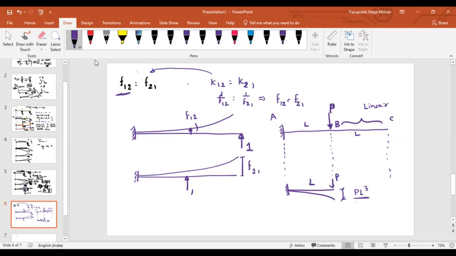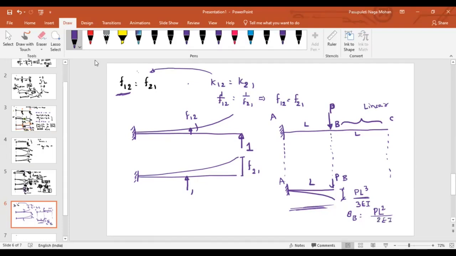What about the slope at this point? Let us say this is A and this is B. Whatever the slope at that point, theta B. What is the slope? PL square. Quickly find out what is the slope at point B. I just want to see your reaction. PL square divided by 2EI, sir. How are you going to find it out? What is the simplest way to find it out here?